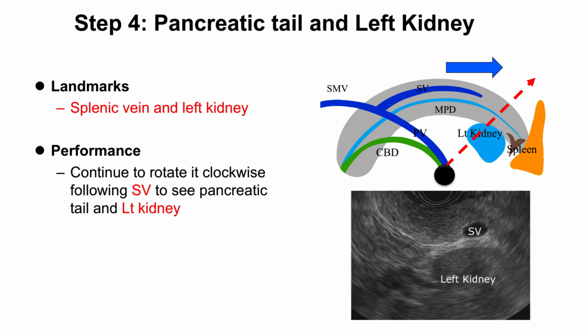The fourth step is to identify the pancreatic tail and the left kidney. At this stage, the main landmarks are the splenic vein and the left kidney. By continuing to rotate the scope clockwise while following the course of the splenic vein, we can visualize the pancreatic tail together with the left kidney.